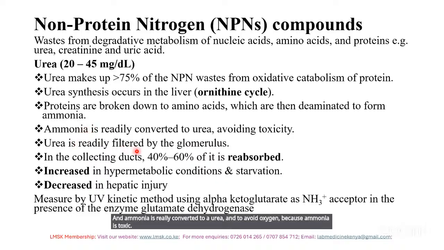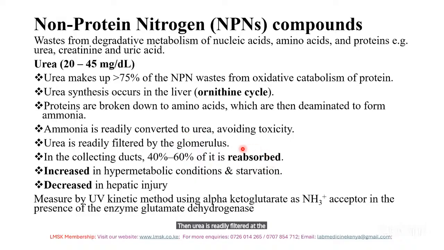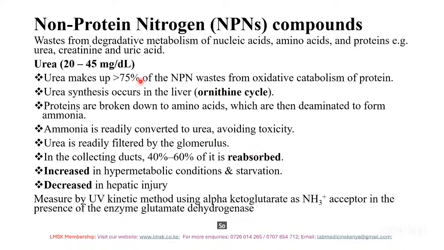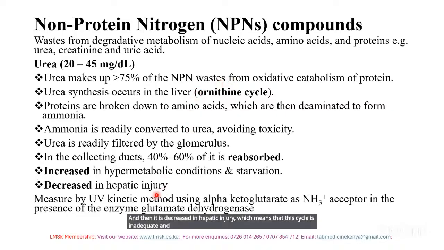Then urea is freely filtered at the glomerulus, but is also reabsorbed at the collecting ducts. So that's why we normally don't do urea clearance, because this reabsorption will affect the test altogether. So we normally have urea levels only as a marker of renal function. Increased urea levels are present in hypermetabolic conditions and starvation. And then it is decreased in hepatic injury, which means that this cycle is inadequate and is releasing very little urea, because this happens in the liver.